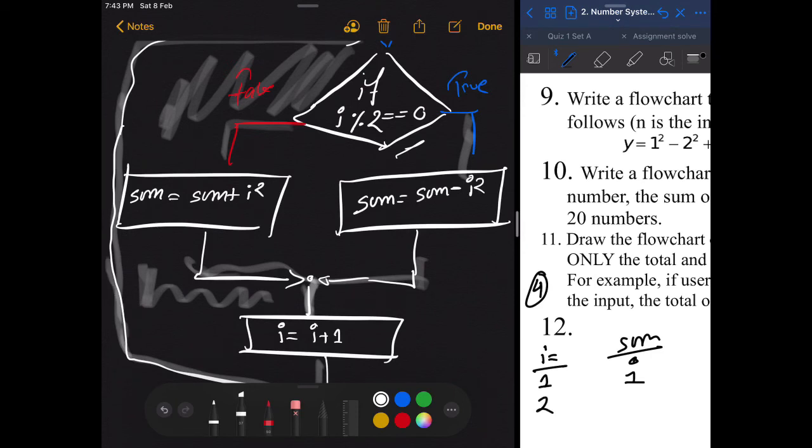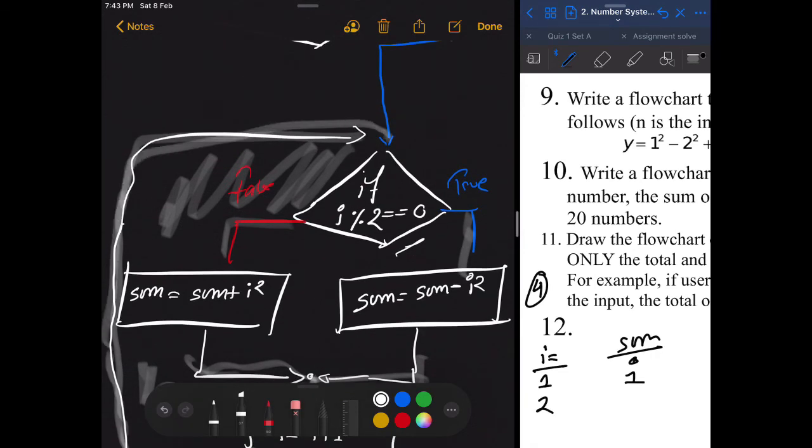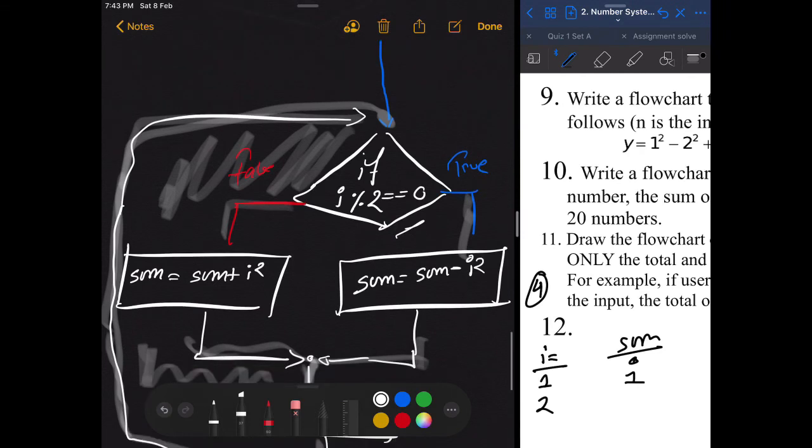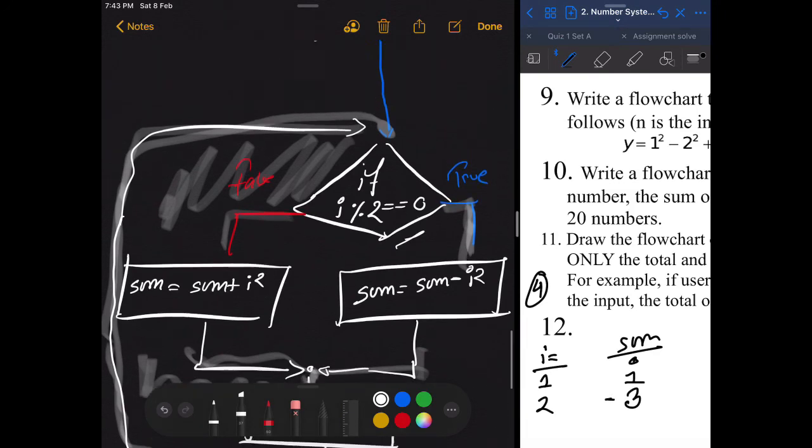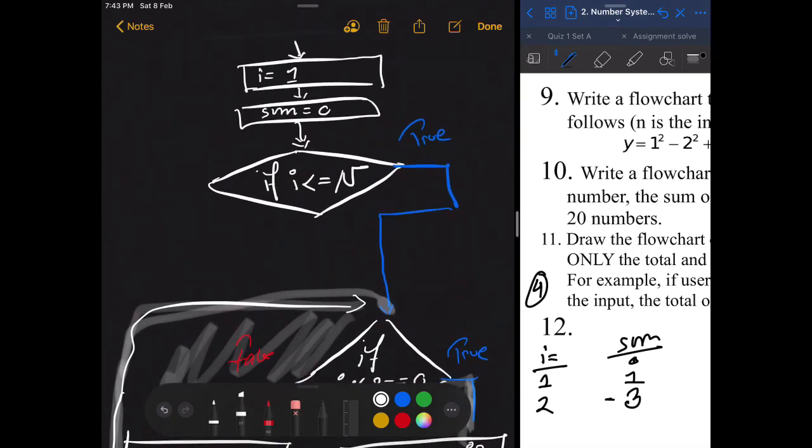We go up and go back to the condition again, and in the condition we're going to check for when I equals 2. So 2 mod 2 is 0 because 2 is an even number. So we go from here to here, then we do sum equals sum minus I square. I is 2, so 1 minus 2 square, which is 4. So 1 minus 4 would be minus 3. And the whole process goes on until we satisfy the condition I is not less than or equal to n.